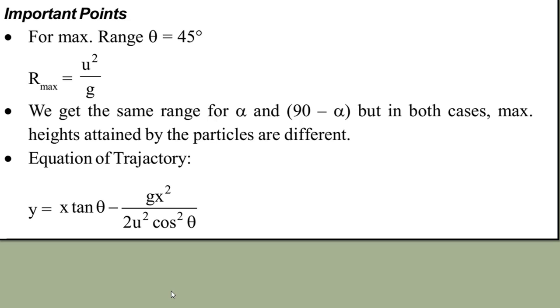Then important point: for maximum range, theta is equal to 45 degrees. So R max is equal to u square divided by g. We get the same range for alpha and 90 minus alpha, but in both cases the maximum height attained by the particle is different. Equation of trajectory: y is equal to x tan theta minus g x square divided by 2u square cos square theta.